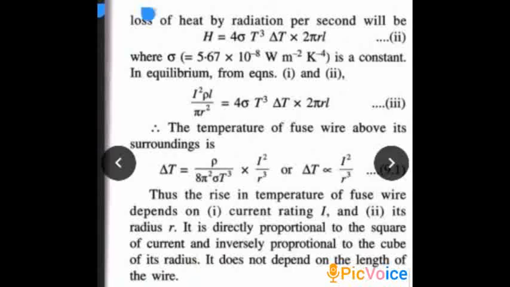How long the wire is has no effect on it; what matters is how much current is passing and what the thickness of the wire is. Okay, that is what it depends on. It does not depend upon the length of the wire, but it depends upon the thickness of the wire, and that is why delta T is directly proportional to I square upon r cube.